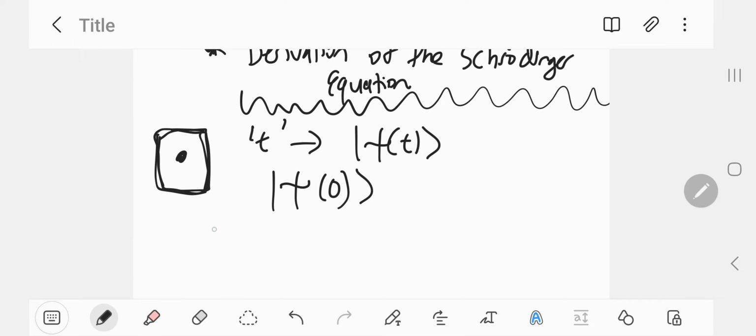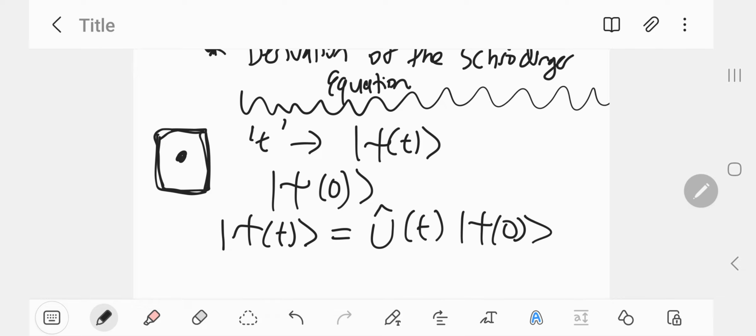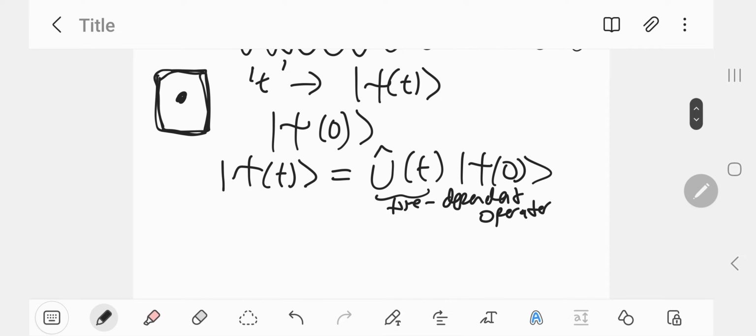So we can rewrite this as follows: psi of t. So at some final state, the state of the quantum system at some later time t, you can write it as some unitary operator acting on the initial state. This is also called the time dependent operator because it depends on time. It's got a t in it. That's what allows for the quantum state to evolve with time.